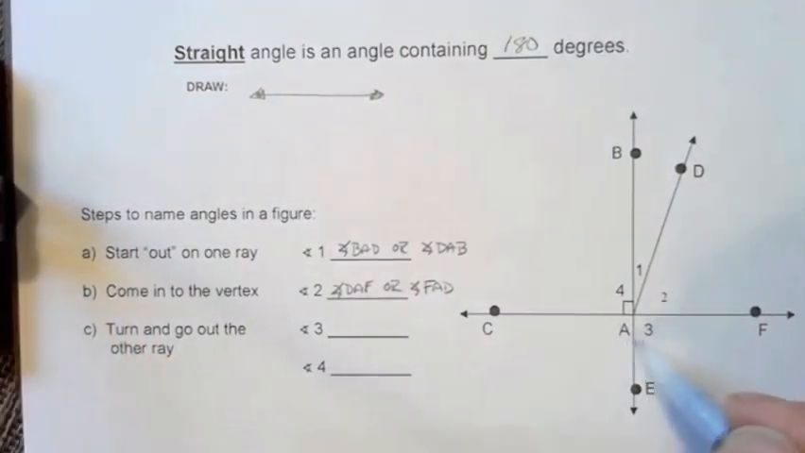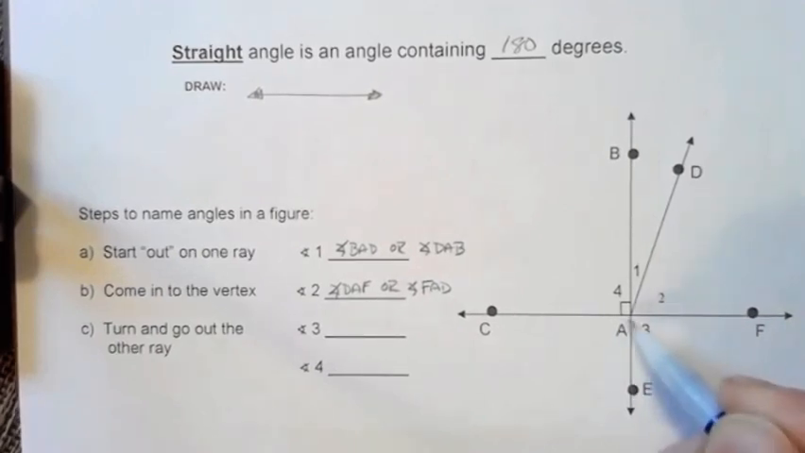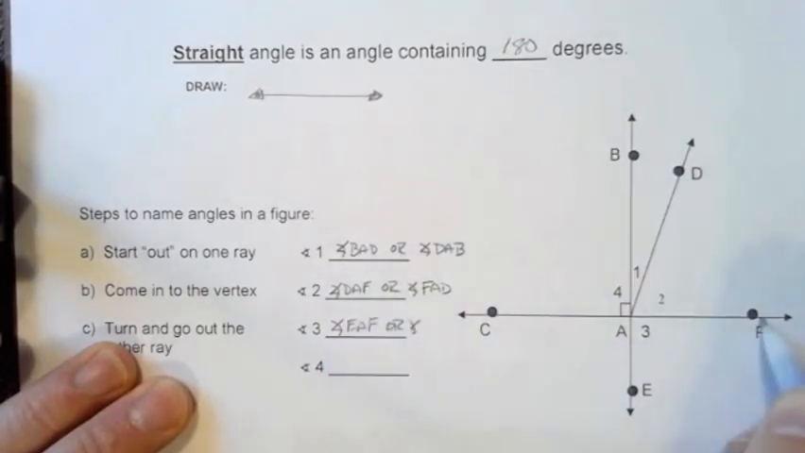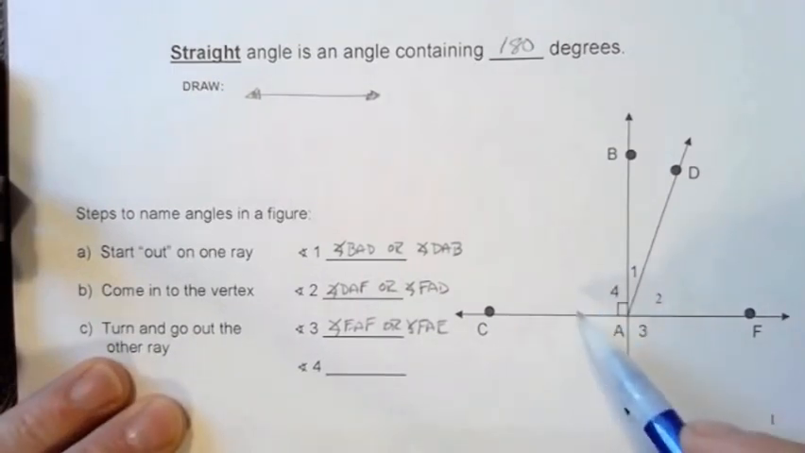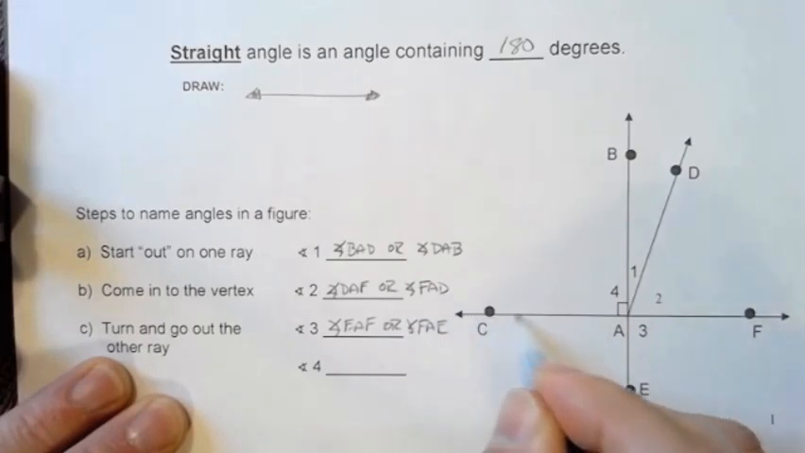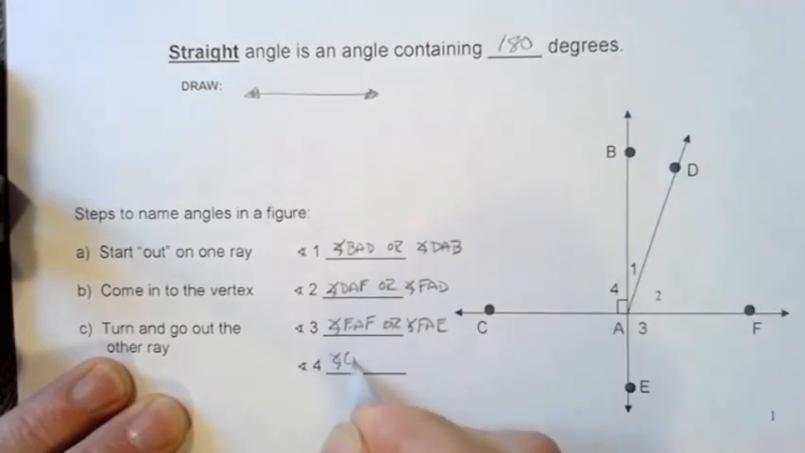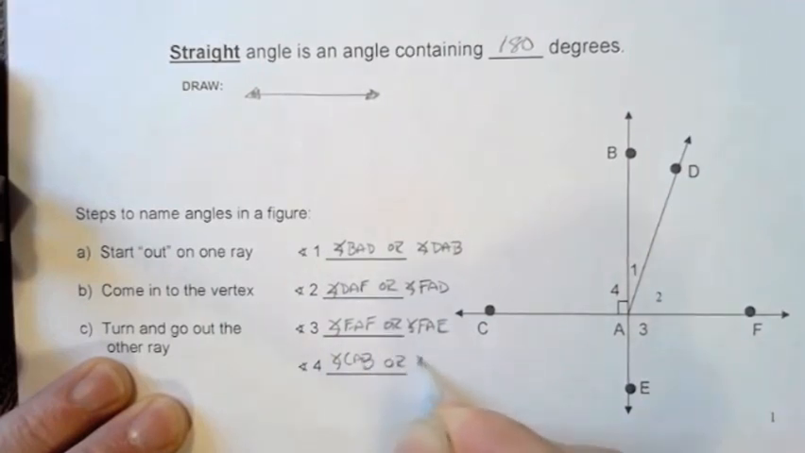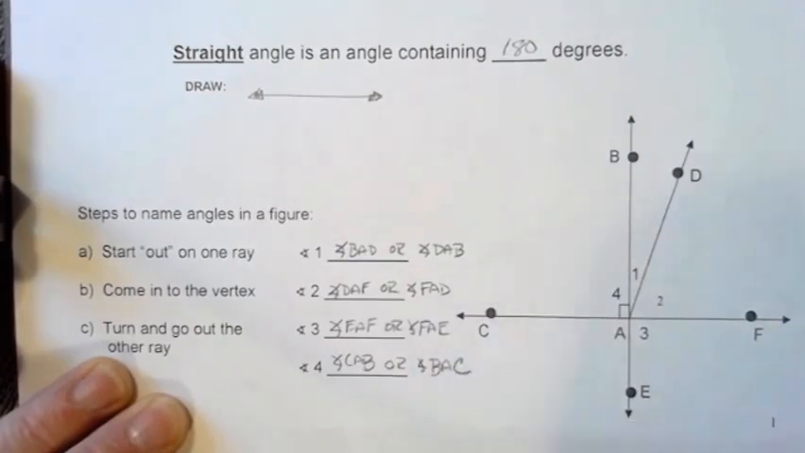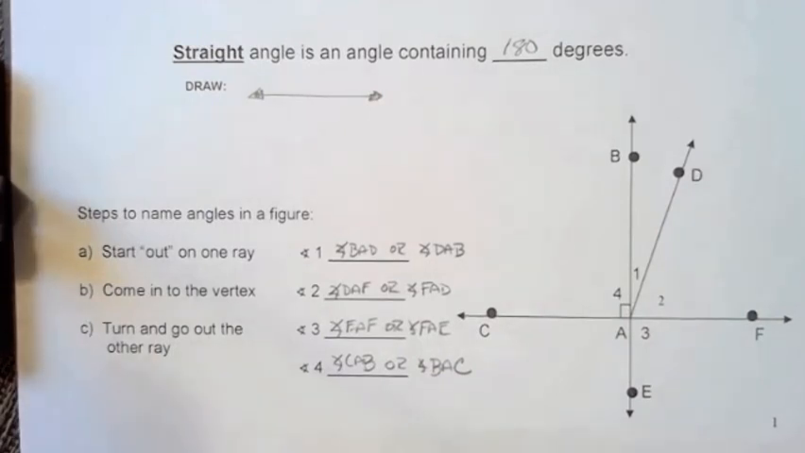Angle number 3 is between these two rays here, so I can name it angle EAF. Or I could start out here at point F, angle FAE. And finally, angle number 4, which is right here between these two rays, and this is a 90-degree angle. It's got that 90-degree symbol box right there. I could start out here on this ray, angle CAB, or I could start out on this ray, angle BAC. Either one of those would be an acceptable angle name for that angle.